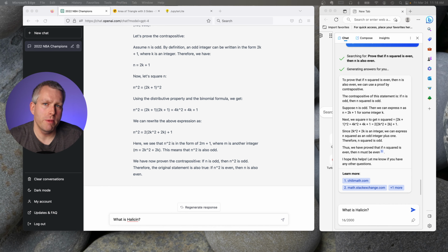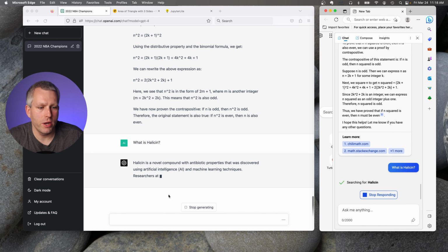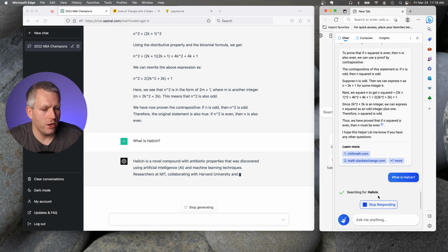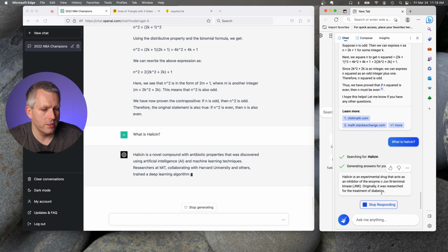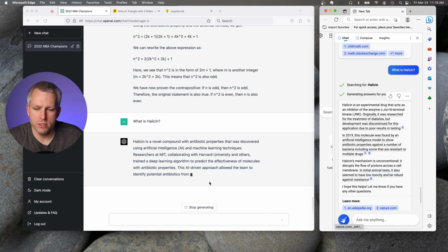Now I'll test it on some medical slash pharma knowledge. I'll ask what is Halicin. So let's see from GPT-4 and also from Bing Chat. GPT-4 just starts generating right away. For Bing Chat, it always says searching the web for Halicin, and then it starts generating the answers. Again, Bing Chat is much, much faster than GPT-4.